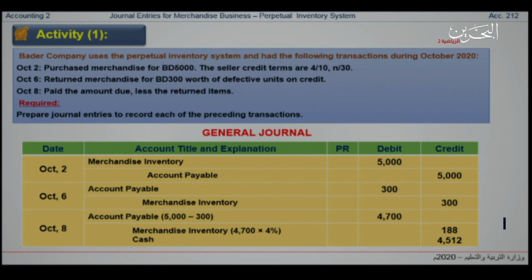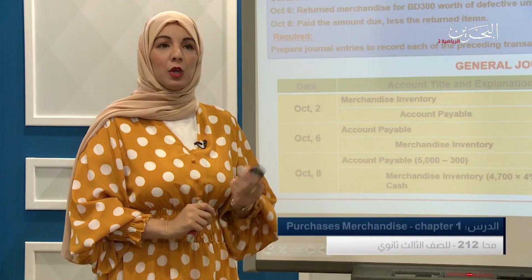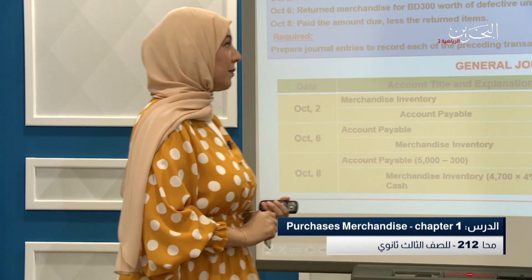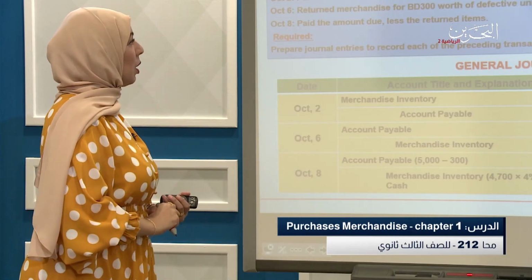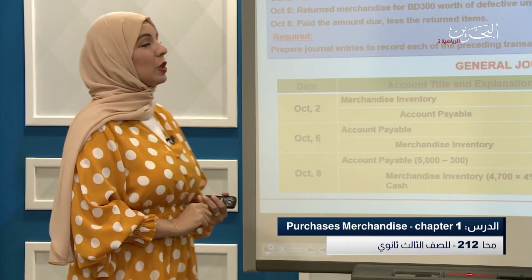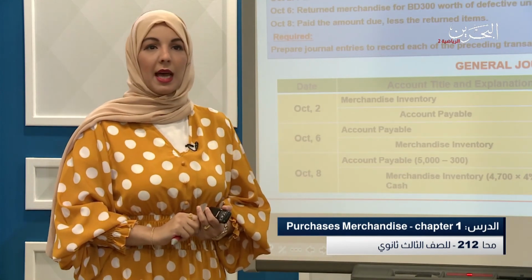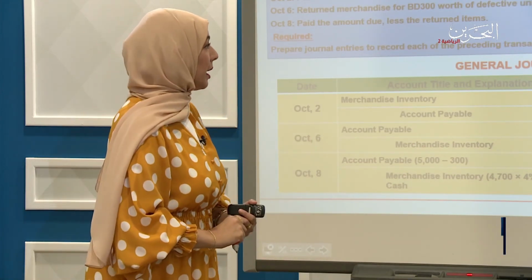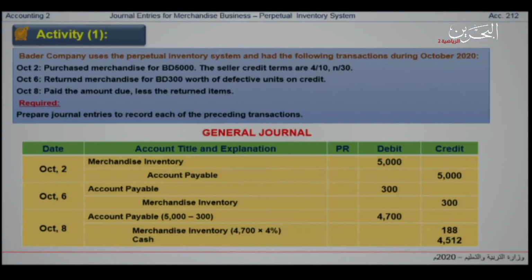After we explain the transaction, my dear student, we will shift to a simple activity. In our activity, Badr Company used the perpetual inventory system and had the following transactions during October 2020. On October 2nd, Badr Company purchased merchandise for 5,000. The seller's credit term is this term, so the purchase was on account.